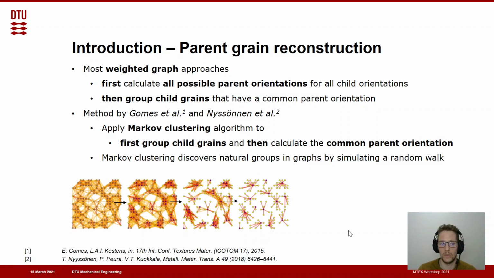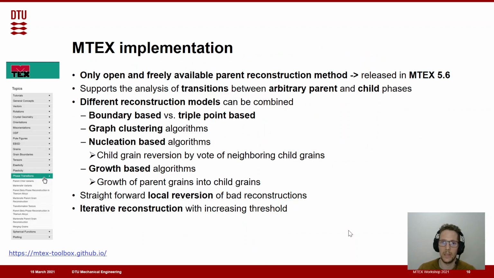This is one of the algorithms that has been implemented in MTEX now. So let's have a look at the MTEX implementation. It's, as far as I know, the only open and freely available parent reconstruction method, and it's released with MTEX 5.6, so it has recently been released. It supports the analysis of transitions between arbitrary parent and child phases, so you can take any crystal system you like, as long as it somehow makes sense in the orientation relationship that you enter, you can analyze it with MTEX. And there are different reconstruction models that can be combined. So the whole code has been written very modular in a way that we can combine different methods together depending on the task at hand.